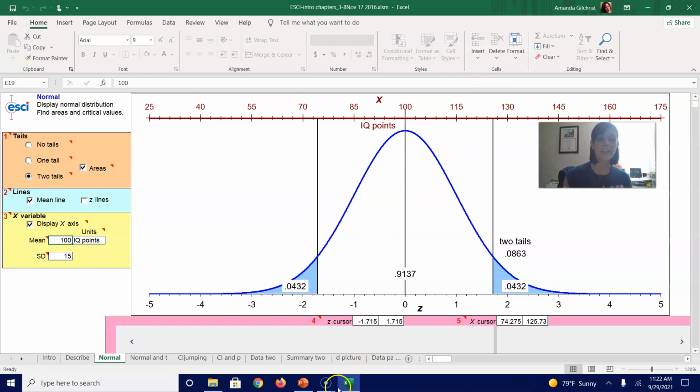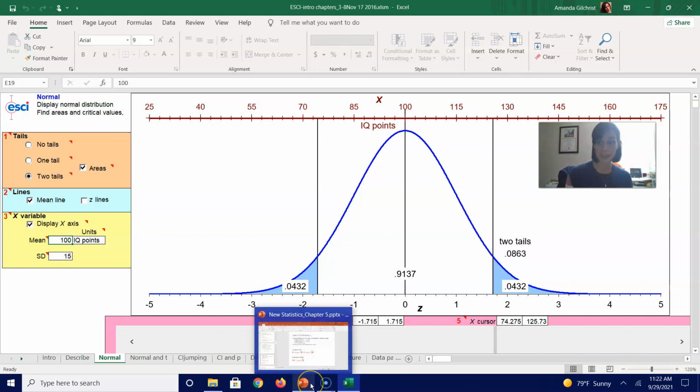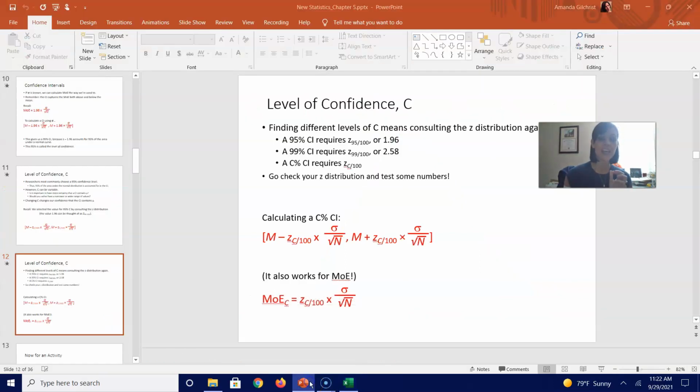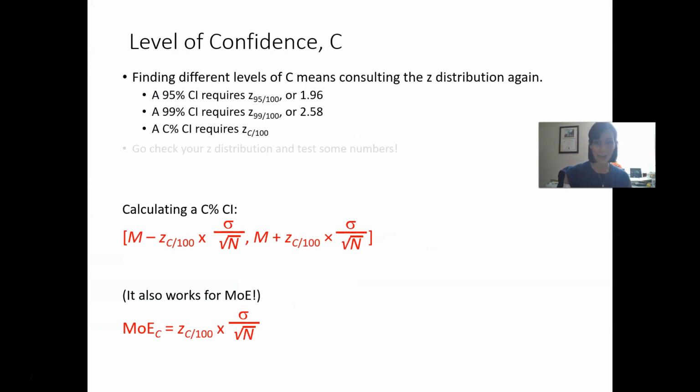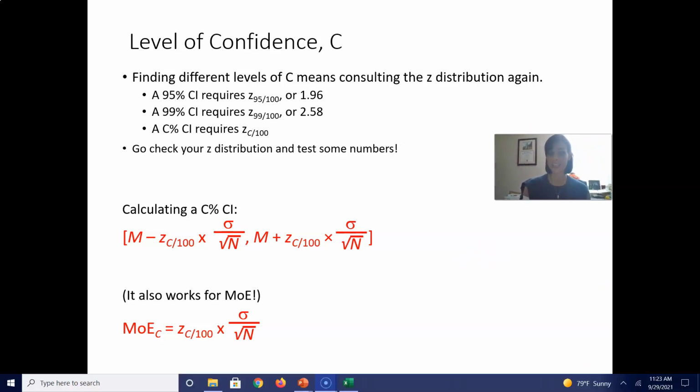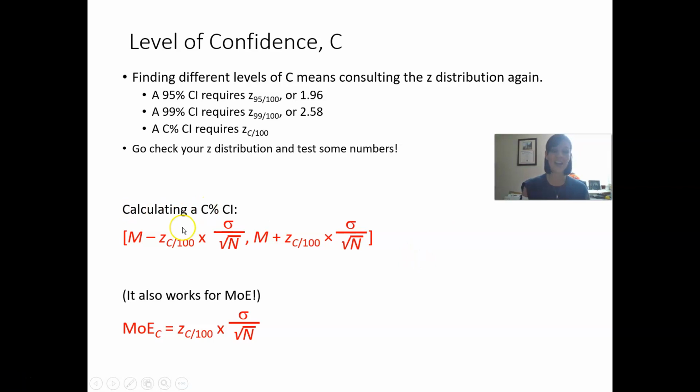Hopefully you can look through that and get a pretty good idea of the different Z-scores that you would need to be able to do this. And by the way, when you figure out that Z-score for your level of confidence, not only does it work for your confidence interval, for example a 90% confidence interval, you can also plug that into your margin of error. So hopefully this will help you out a bit.